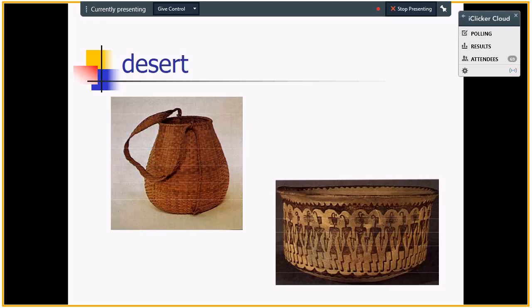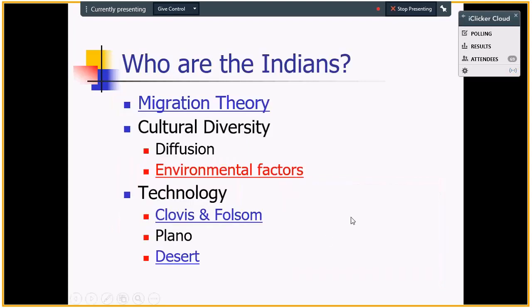And so the Native Americans had technologies. They're just not the same level of technologies that the Europeans had. And so to judge them as uncivilized and inferior is really not fair. Remember, different culture groups use different technologies.